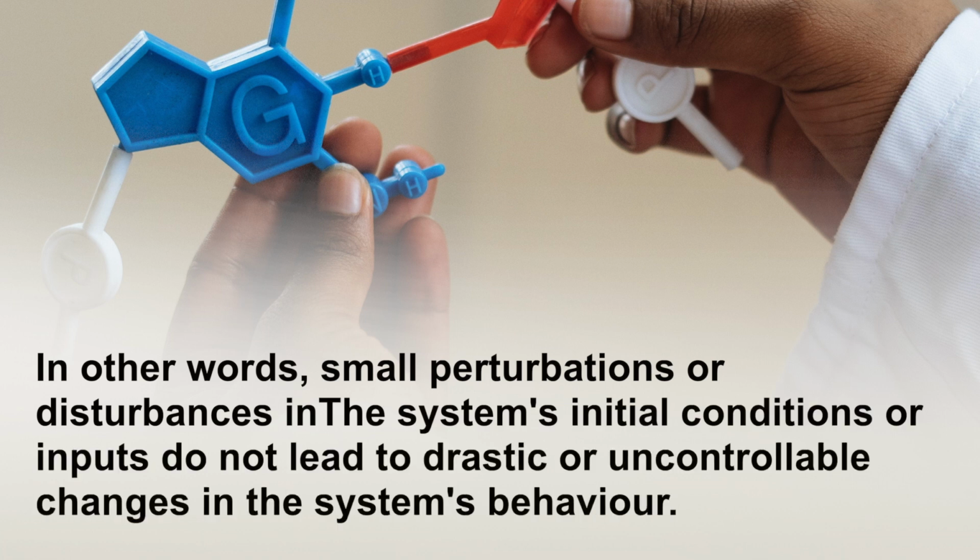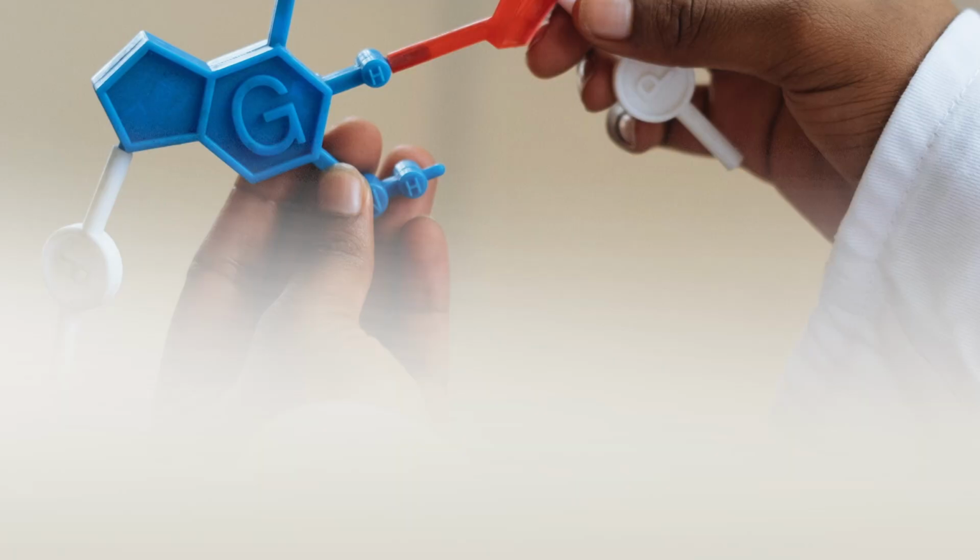In other words, small perturbations or disturbances in the system's initial conditions or inputs do not lead to any drastic or uncontrollable changes in the system behavior. Basically, in this type of models, the changes which occur, occur in a controlled manner, or the input variables have full control over the output variables, we can say.